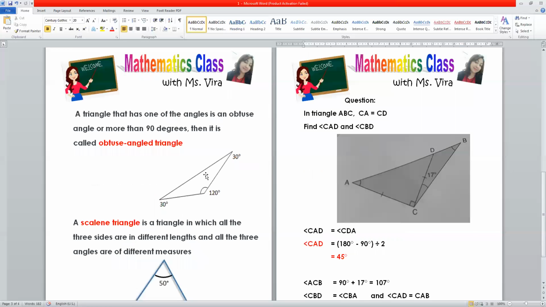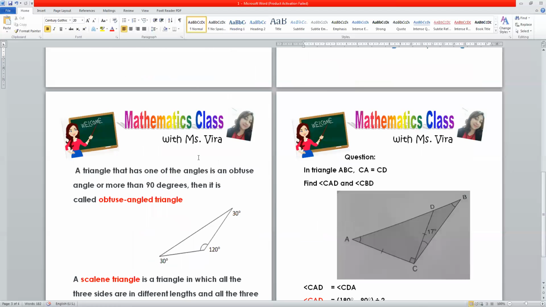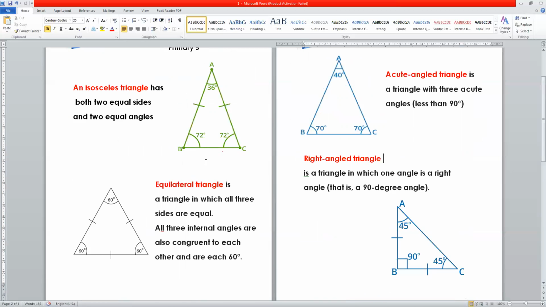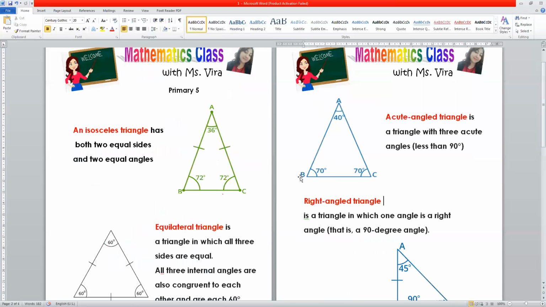So a triangle actually can be called with two different names, like this one can be called an acute angle triangle and also can be called an isosceles triangle.